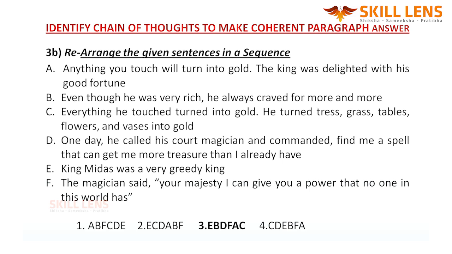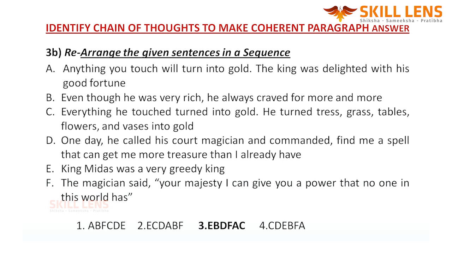Sentence F is a continuation from sentence D. In sentence D, the king calls the magician and commands something, and in sentence F, the magician replies to the king. And as such, we have arrived at option 3 as our answer.